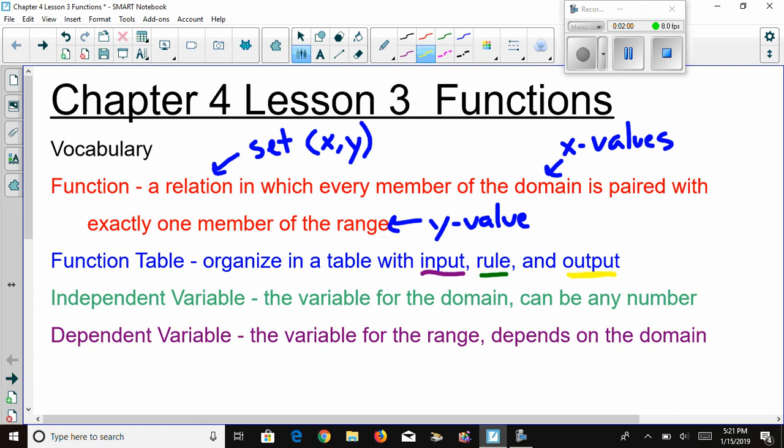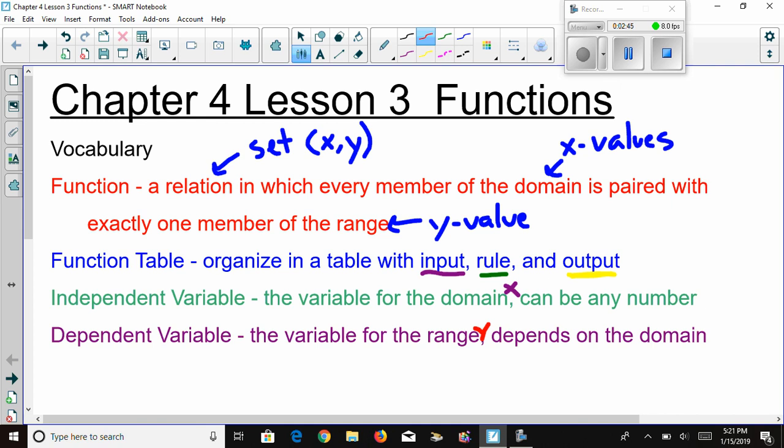Two terms you should be familiar with. First is independent variable, which is the variable for the domain, which we're going to pick any number we want. So remember, domain is the x, which means we're going to pick our own x values as we go so that we can find the dependent variable, the variable for the range, which is y, and that depends on whatever numbers are in our range depends on what we plugged in from the domain.